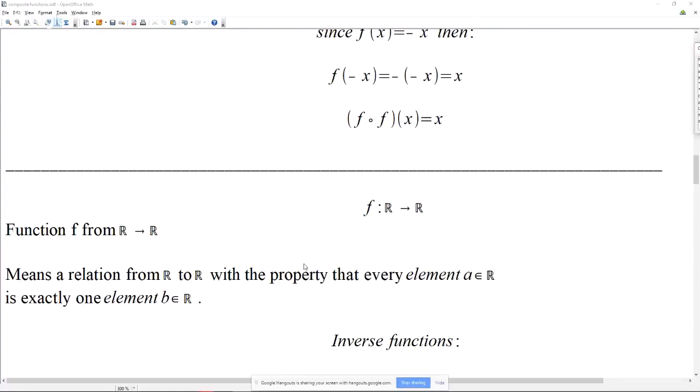So this is the set of all real numbers. The function is mapping from a one-to-one correspondence with the set of all R. And this means that there's a relationship from the reals to the reals with the property that for every element A of R, there's exactly one element B as an element of R. All that basically means is that for every single input you put in, you can only get one output out. There can never be two outputs for one input, not for a function at least. Right? So far, so good.